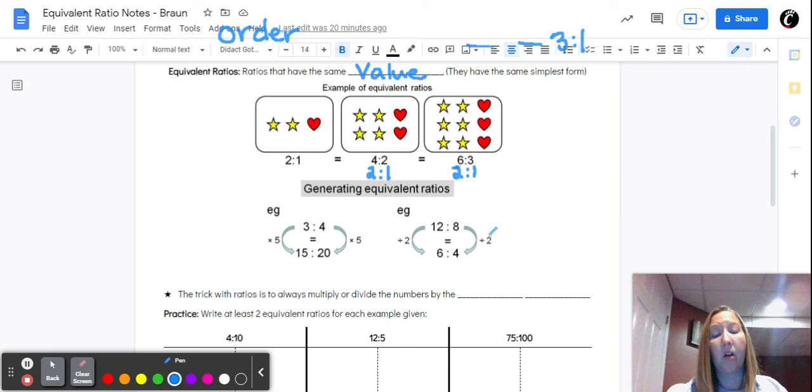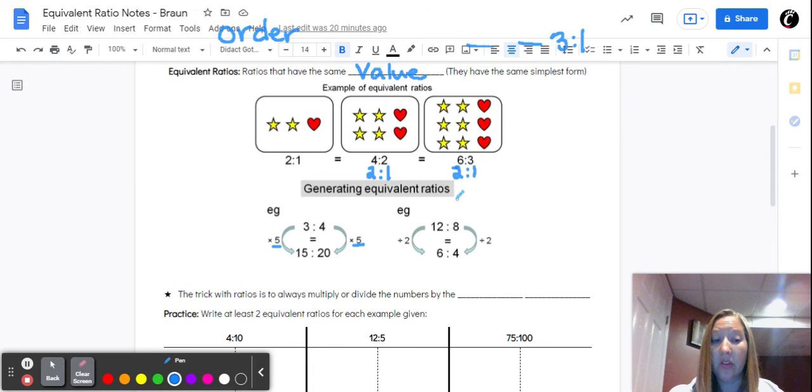Now, if we want to create our own equivalent ratios, let's say we're starting with the ratio of 3 to 4. I can do one of 2 things with this. I can multiply or divide to find equivalent ratios. In this case, 3 to 4 is already as simple as it can get. So I can multiply both my 3 and my 4 by the same number to create an equivalent ratio. So if I, for example, did 3 times 5 to get 15 and 4 times 5 to get 20, we have the equivalent ratio of 15 to 20.